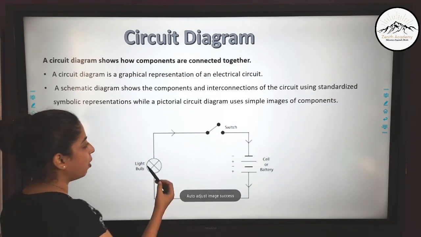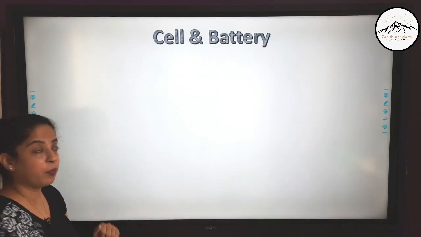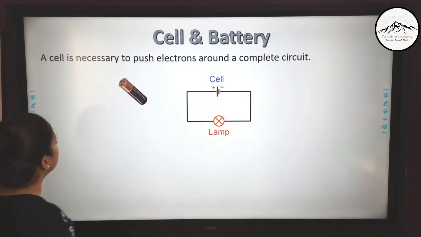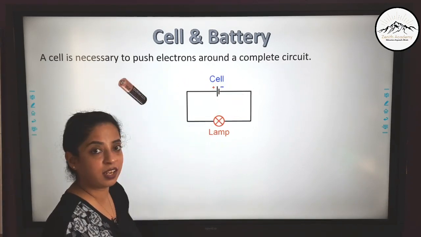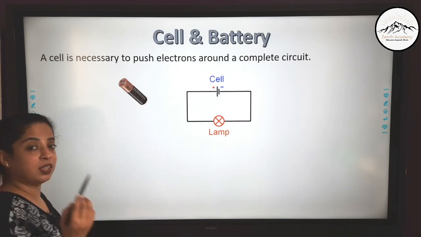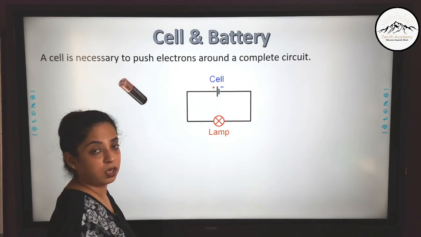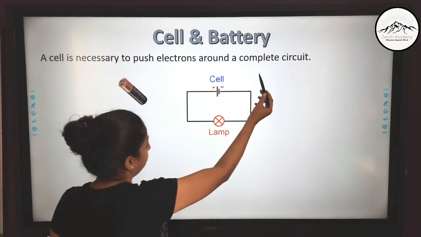Now let's talk about some common components of these circuit diagrams. First component is a cell or a battery. So a cell is necessary. Why? To push the electrons around a complete circuit. So without a cell, no circuit is complete. So the first and the most important component of the circuit is a cell, and it is necessary to push the electrons around a complete circuit.